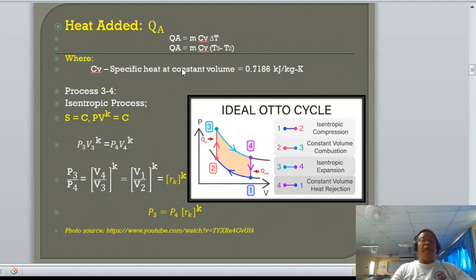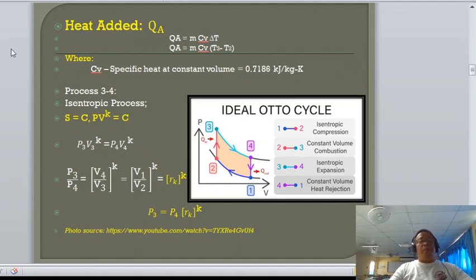Take note that the cycle utilizes air as a working substance. And for air, the specific heat at constant volume is 0.7186 kilojoules per kilogram Kelvin.